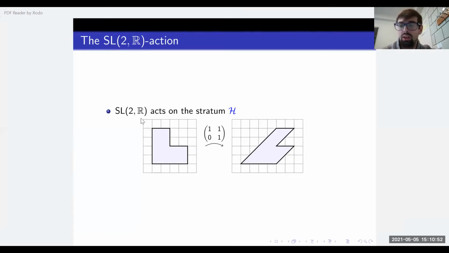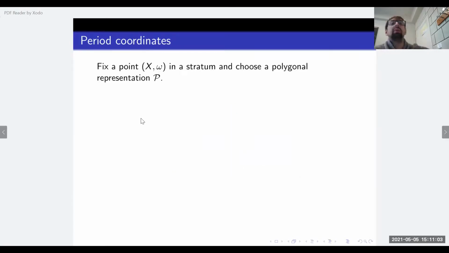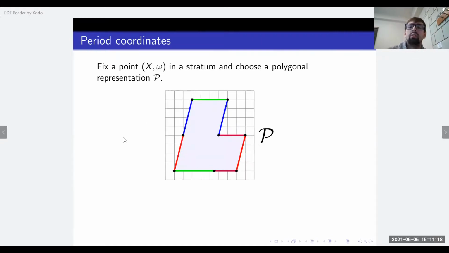Okay, and I'm going to say something about the dynamical properties of this action in a little bit. But before I can do this, I need the second piece. I also need the period coordinates. Those are the natural coordinate systems. So how does it work? We take some point in the stratum. We fix some base Riemann surface and the base differential, and then we represent this as a polygon. For example, it could be like this. Here, instead of Roman numerals, the colors denote which sides are identified. So this is a polygon that represents my base point.